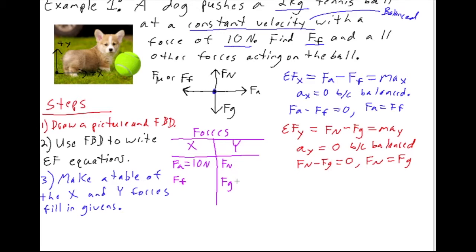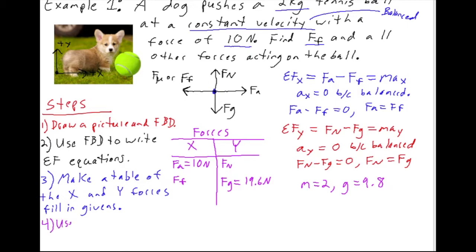Now if we look at the y side, we can remember that force gravity in the y is just equal to mass times gravity. Since the ball has a mass of 2 kilograms, and we know that we're on Earth and Earth's gravity is 9.8, we can easily solve for force gravity. We find out that the force of gravity of the ball is 19.6 newtons. Now we'll notice that in our table, we're missing force normal and missing force friction.